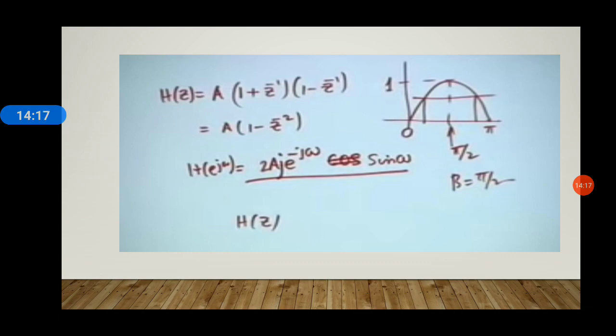So H(z) equal to half into 1 minus z to the power minus 2 is the simplest digital band pass filter. Similarly, H(z) equal to half into 1 plus z to the power minus 2 would be a simple digital band stop filter, also called a notch filter. So this is all about the simplest introduction to filters. Here we will stop today and we will proceed with some more topics about filters.